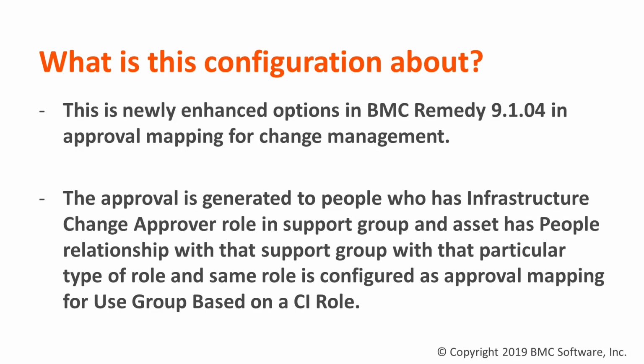There we have to configure the individual based on CI role with a particular type of role relationship. Then in the asset record we have to relate people with the same role type relationship. Then we have to create a change request, relate that asset to the change request, and when that phase is reached, the user will get the approval.